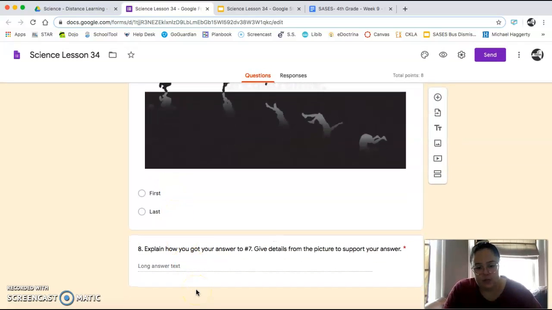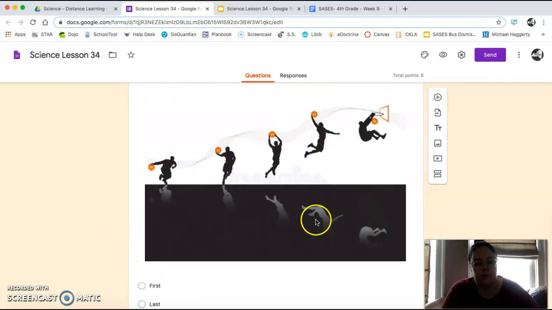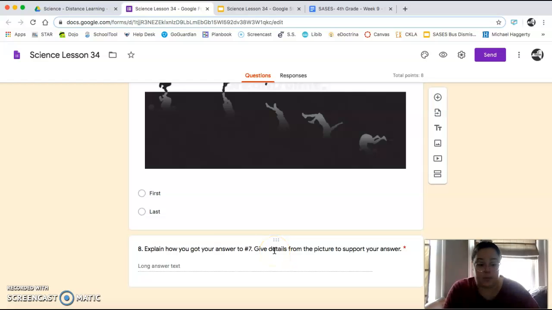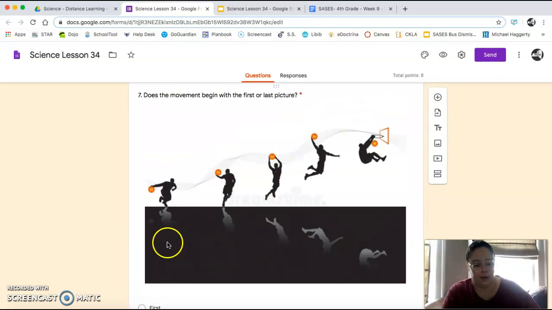And number 8, I just want you to write just one sentence, 1 or 2 sentences, explain how you figured this out. And it says give details from the picture to support your answer. So give me those reference points. Tell me what other objects you see here that helped you understand which way he was moving.